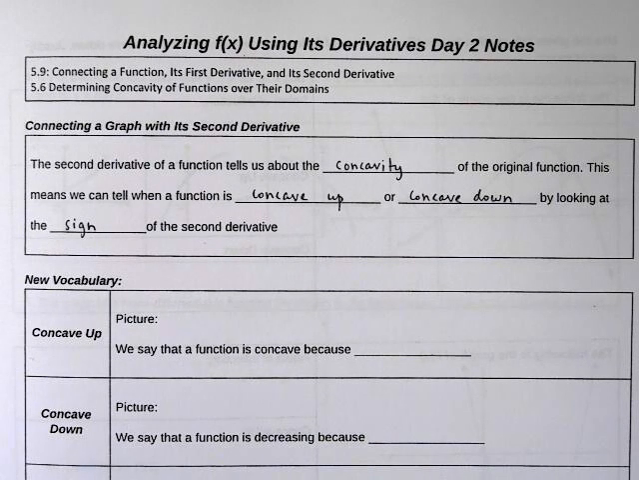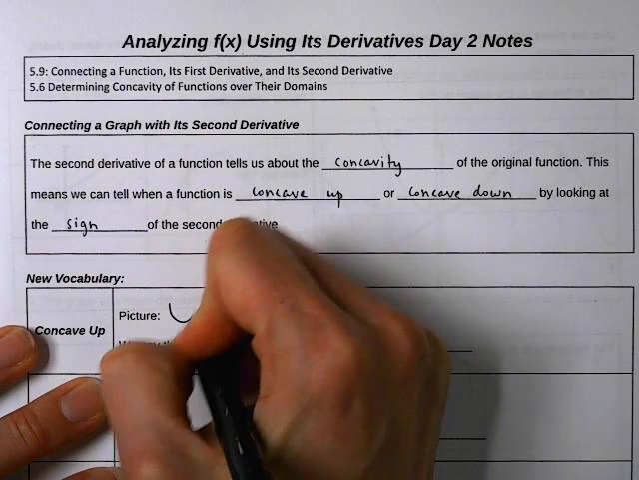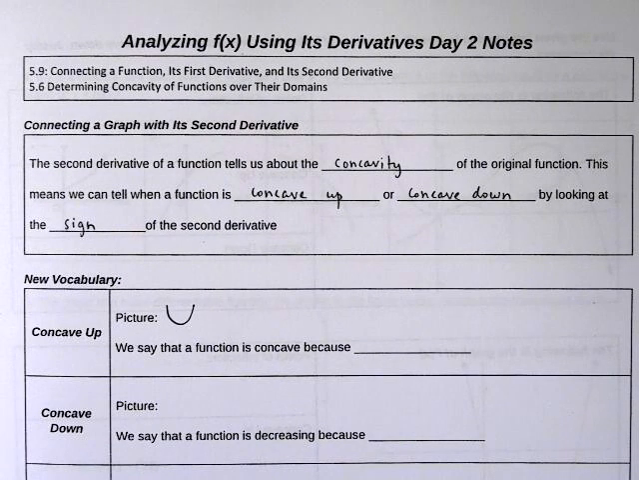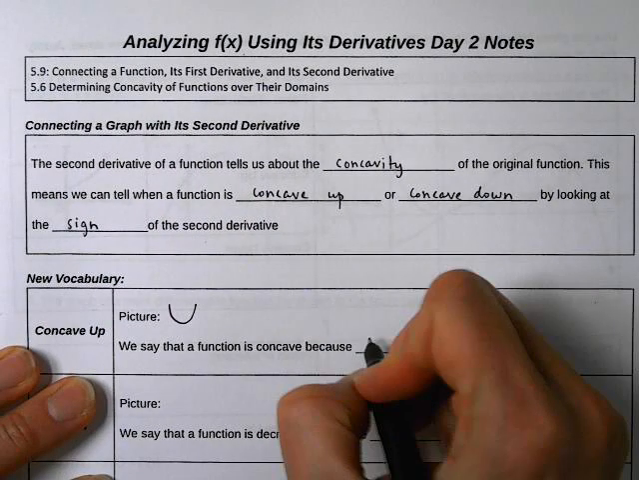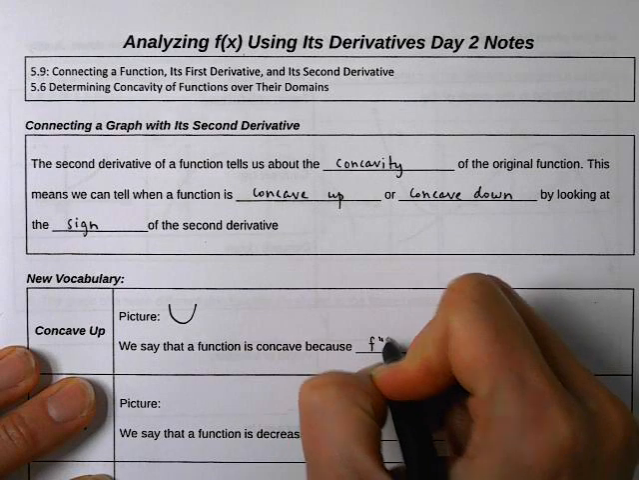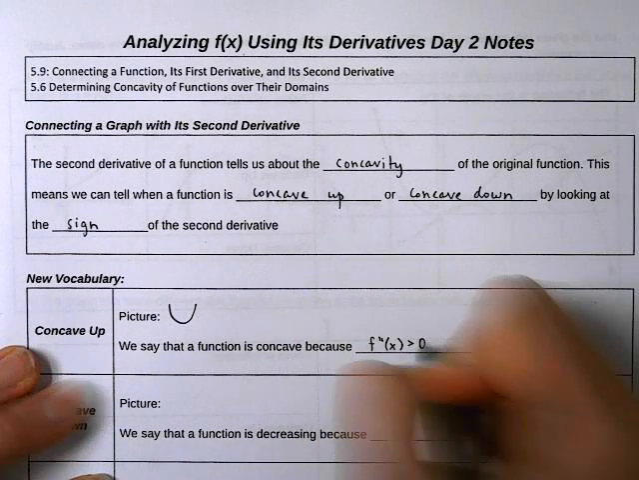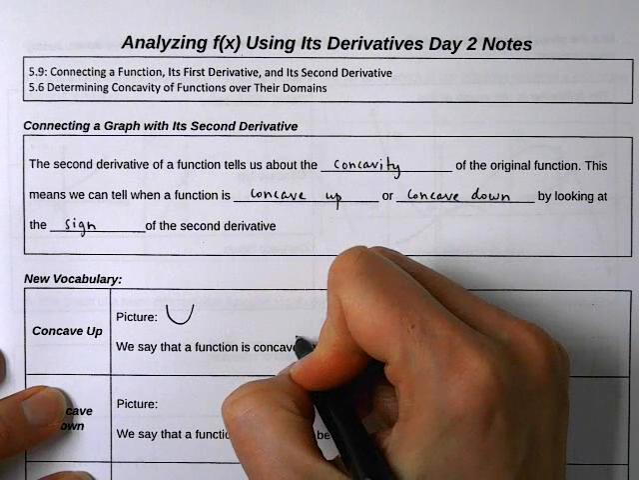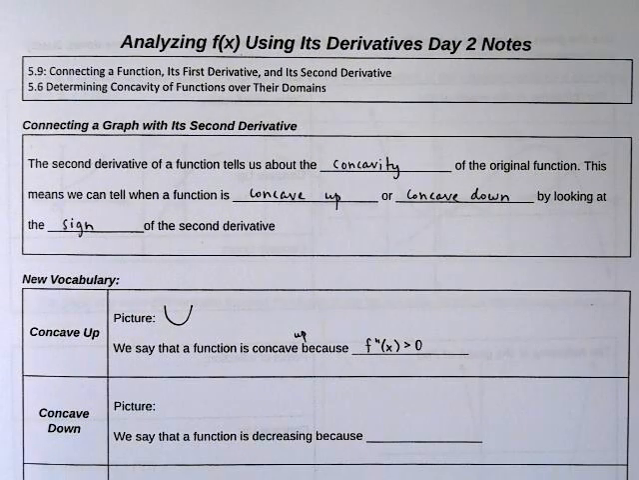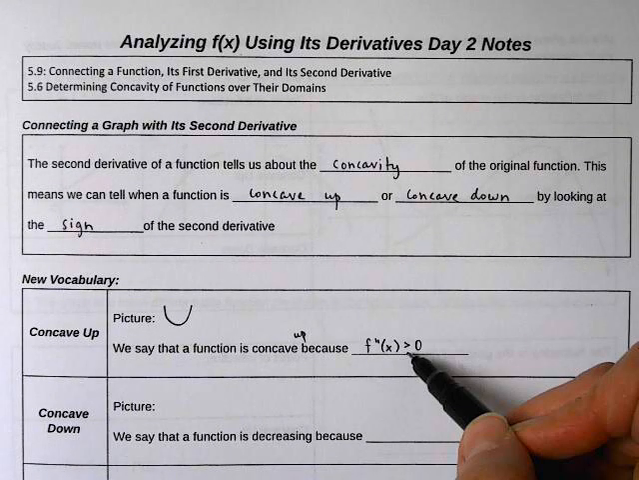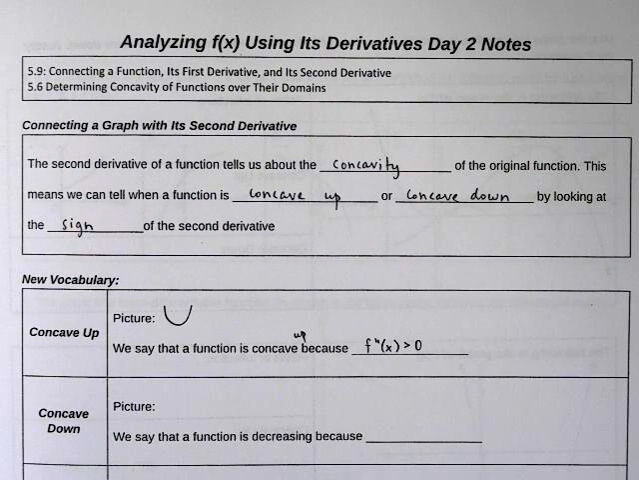So concave up, as far as the picture, looks like this. We say it looks like a cup or it would hold water. And we say that a function is concave up because f double prime of x is greater than 0. So whenever our second derivative is greater than 0, we're concave up. And you'll notice for the second derivative, now we're not inclusive anymore. These are going to be open intervals.